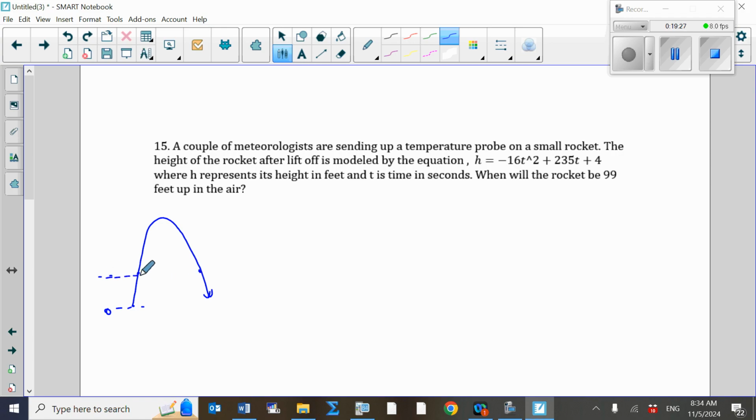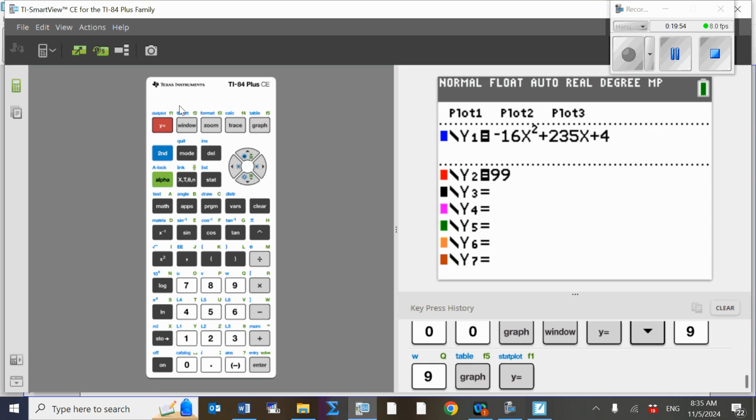So if I draw a line here at y equal to 99, and I know that this function is this, if I could find the intersect point of these two functions, that could be the answer. That's the point of the function where the height is equal to 99. So I'm going to use my calculator. Enter the function into y equal, the first function, that's the original, and the second one is y equal to 99. Enter that into the function, and then I'm going to graph it.